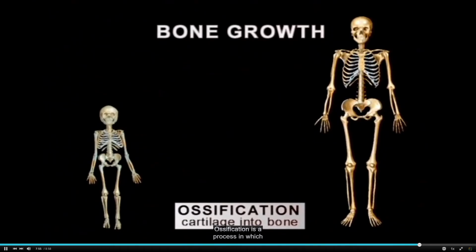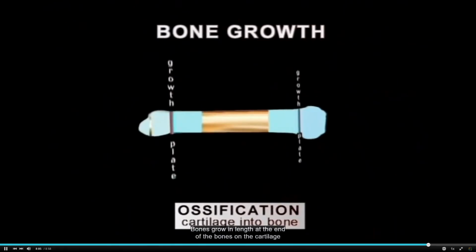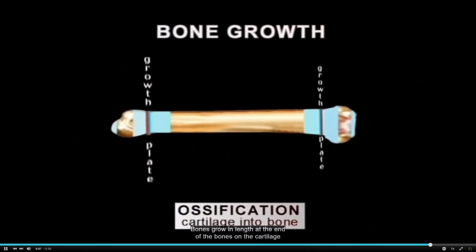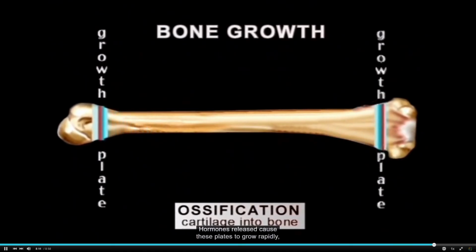Ossification is the process in which cartilage is converted to bone. Generally, in younger animals, the skeleton is primarily made up of cartilage. As we age, cartilage ossifies into bone. Bones grow in length at the end of the bones on the cartilage or growth plates. Hormones released cause these plates to grow rapidly, resulting in growth spurts.